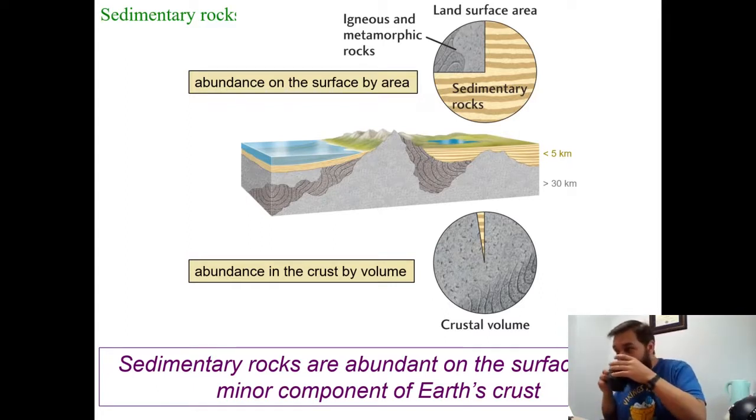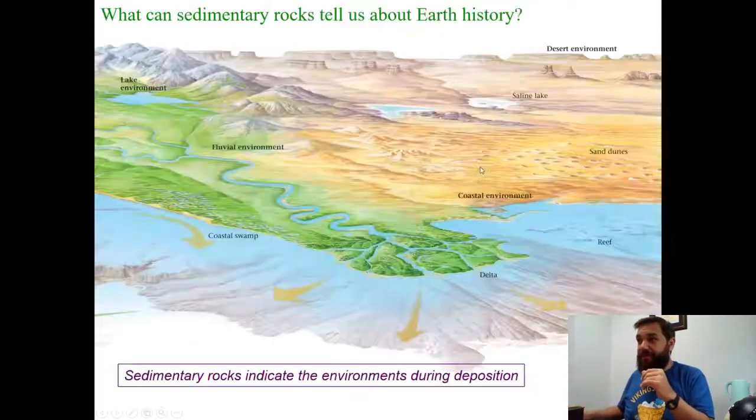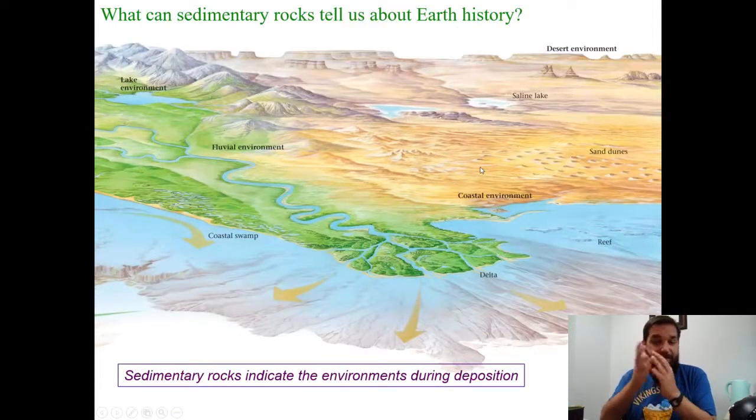So what are some things that sedimentary rocks tell us about Earth's history? Well, I already talked about this a little bit, but first of all, they tell us about the environment that existed at the time that the rock was formed. Different environments form different kinds of rocks, and we'll talk a lot about that in detail as we go on through sedimentary rocks in this lecture and the next lecture.